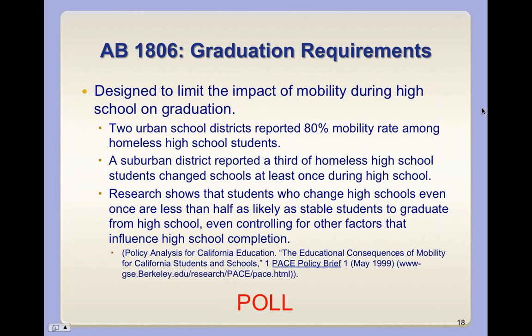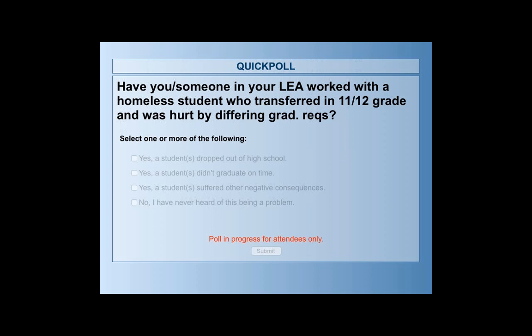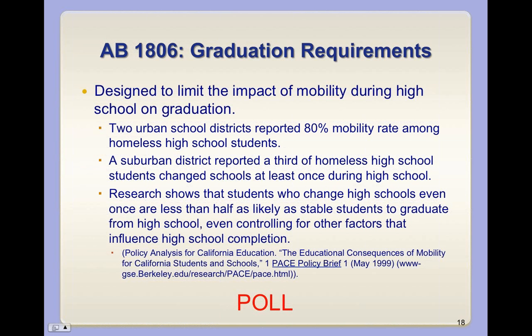So with that, let's get another piece of audience participation here. We've got another poll. This one has multiple answers. So the question is, have you or someone in your local education agency, your school, your county, your school district worked with a homeless student who transferred schools toward the end of high school, in 10th, 11th, or 12th grade, and was hurt by differing graduation requirements? And here you can put multiple answers. You can say, yes, they dropped out. Yes, they didn't graduate on time. And yes, they suffered other negative consequences, if that's the case. So you're allowed to answer as many answers as apply to you. I'll give you a few minutes here to read through those and indicate your responses.